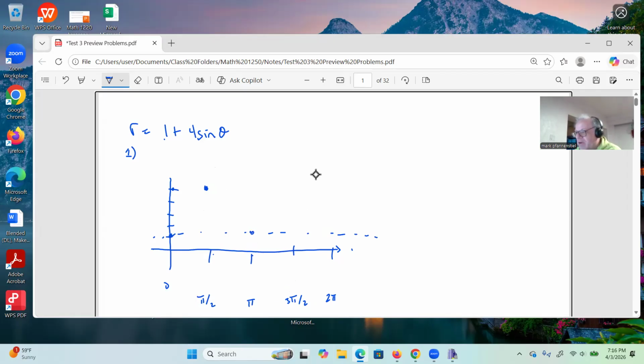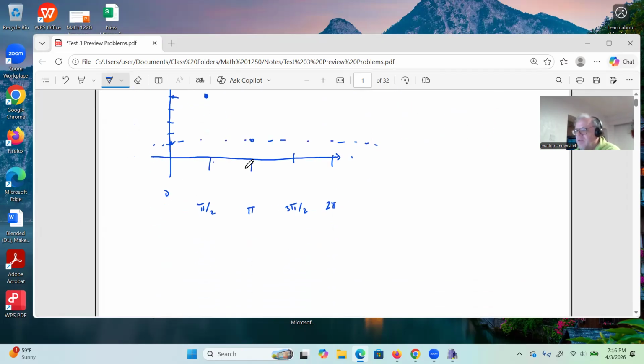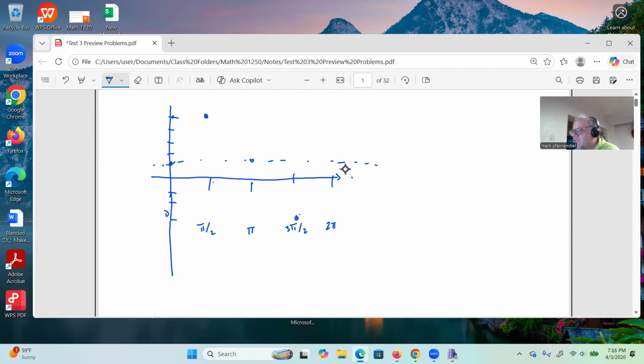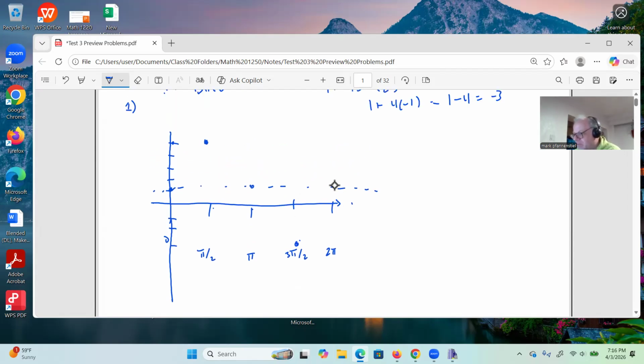When we get to 3 pi over 2, we have 1 plus 4 times sine of 3 pi over 2. That's going to be 1 plus 4 times negative 1, or 1 minus 4, which is going to be negative 3. So looking at my graph, we have 1, 2, 3, and we're going to be down here somewhere. And then, of course, we get back to 2 pi. Sine of 2 pi goes back to being 0, and we come back up to 1.